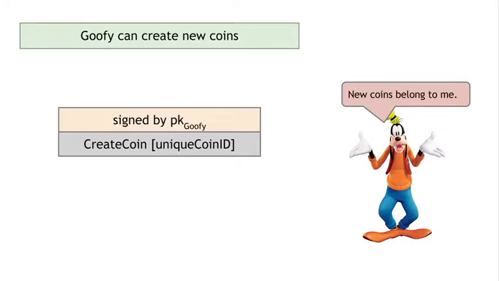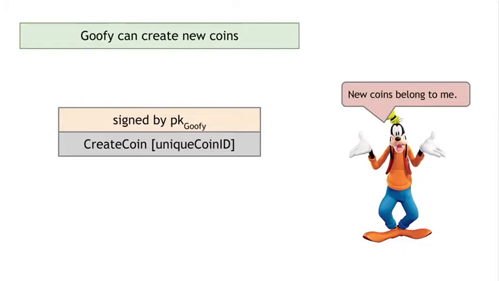There are just a couple rules of Goofy Coin. The first rule is that Goofy can create new coins. Goofy can make a new coin whenever he wants, and when he makes a new coin, it belongs to him. So when Goofy makes a coin, it's represented by a data structure like this. Here you have the create coin operation, and there's a unique coin ID that Goofy generated, and then there's a digital signature that was put on it by Goofy, which anyone can verify. So anyone being given this can verify that the signature is valid and that it's a signature of this statement. And new coins belong to Goofy by definition because those are the rules that Goofy made.